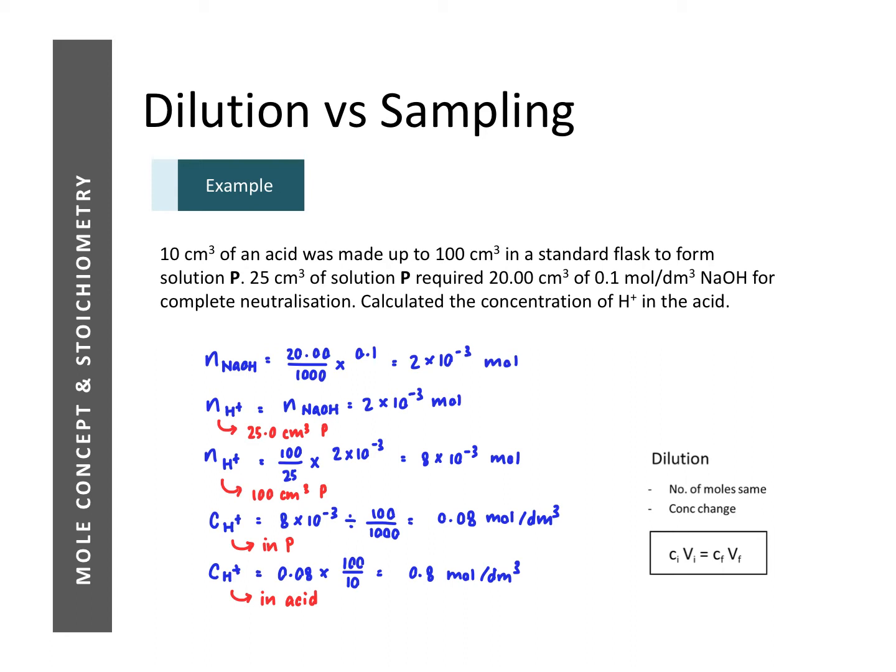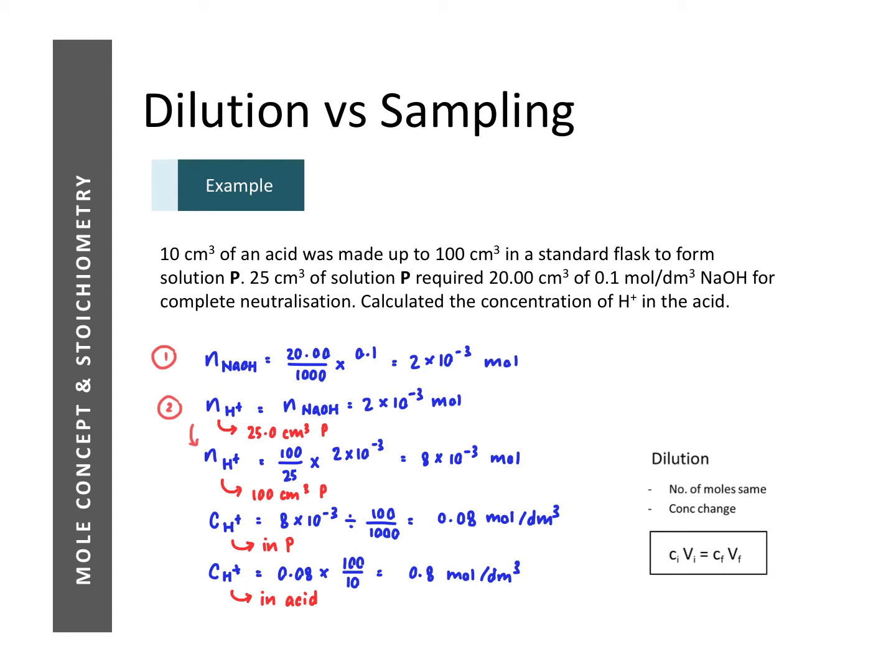Now I'm going to solve it slightly differently, again to showcase some other important aspects of dilution and sampling. The first step is the same, to find the number of moles of sodium hydroxide, and then by comparing mole ratio, I can find the number of moles of hydrogen ions in 25 cm³, or in the sample of P. Similarly, since we know that there's sampling involved, we need to find the number of moles of H⁺ in the total solution of P.